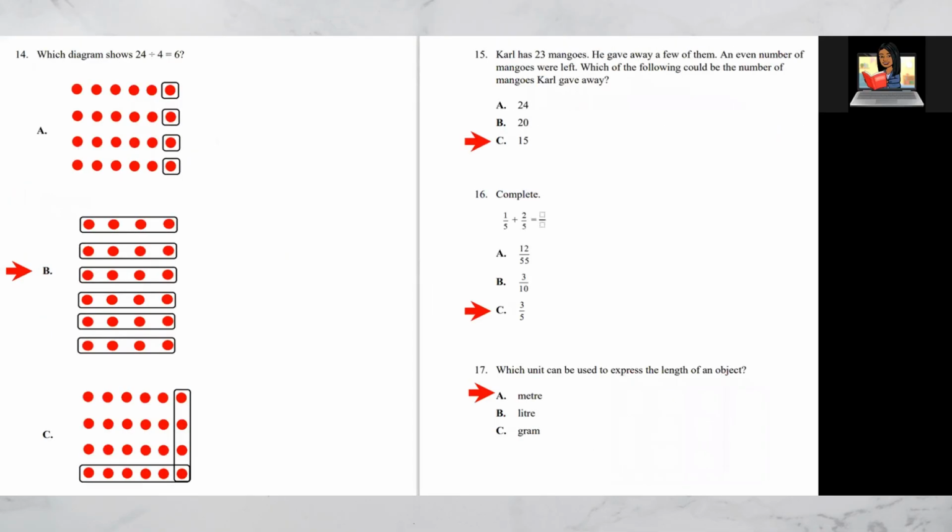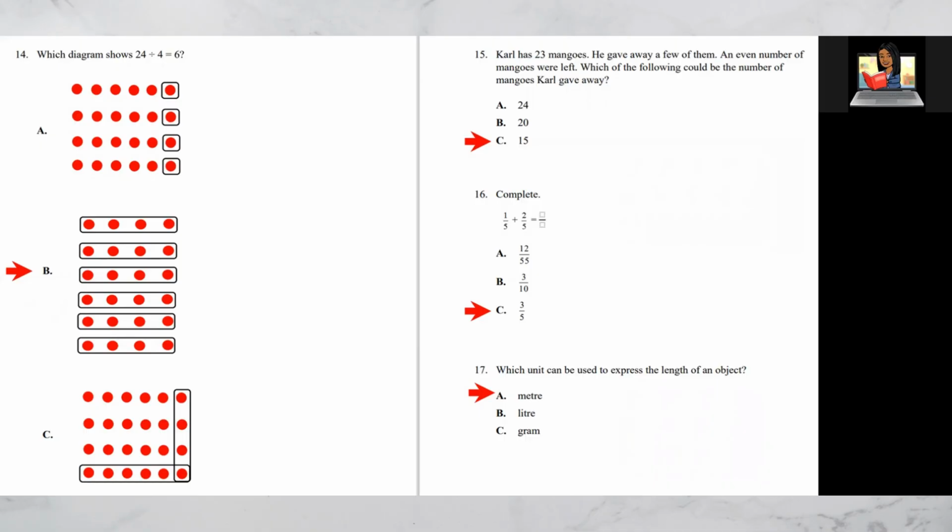Question 14. Now, which diagram shows 24 divided by 4 equals 6? Again, children, you have to remember your columns and rows. Okay? So you look and you see here, all of these red dots here are 24. But when you divide, you circle each group here, 4, you end up with 6 rows of 4. 6 rows of 4 red dots.